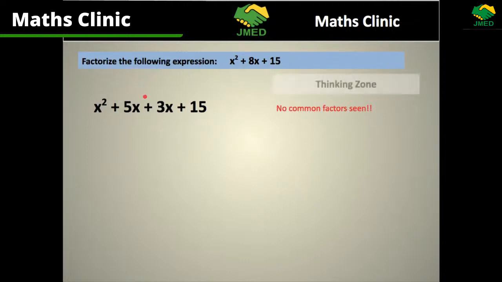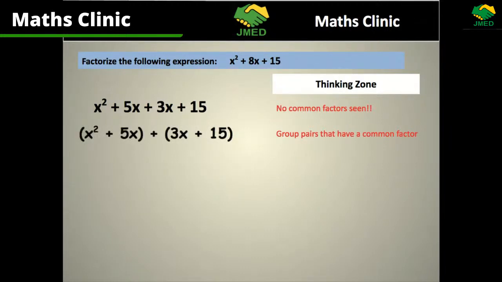So we get into the thinking zone. We look closely. We don't see any common factors, neither in the letters nor in the numbers. So we continue. We need to group the pairs that have a common factor. So we're going to group x squared with 5x and 3x with 15. Okay? And notice I've just put them in brackets and slotted an addition sign between them. So I've not done anything except put brackets around the terms. Then I'm going to factorize each pair separately.